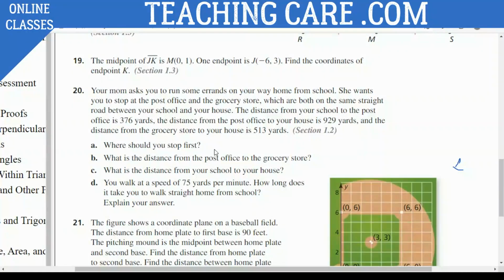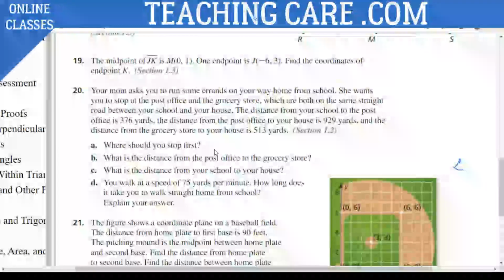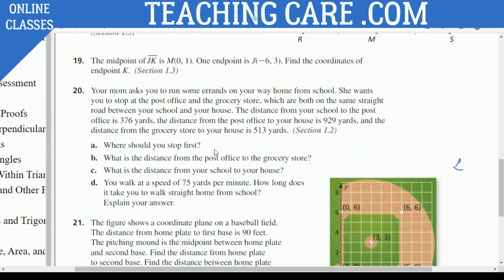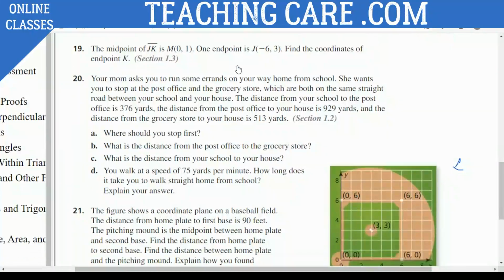What is the distance from your school to your house? 1,305. Now, you walk at a speed of 75 yards per minute. How long does it take you to walk straight home from school? Explain your answer. Minutes. Yes, right. Okay, next one.